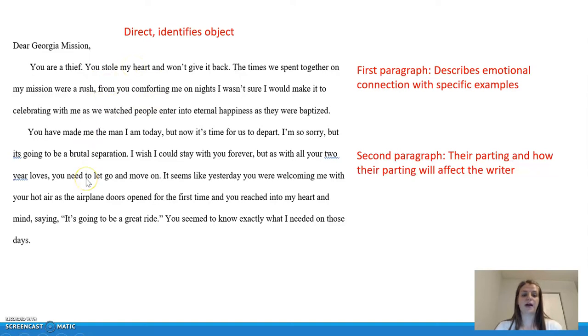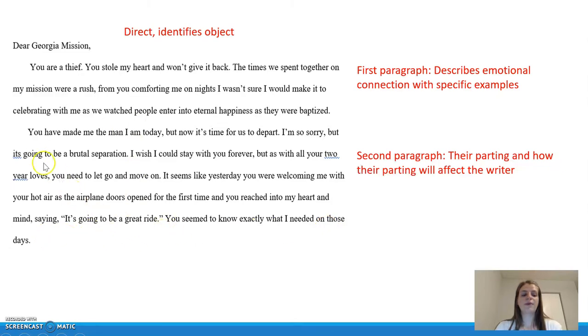The second paragraph: "You've made me the man I am today, but now it's time for us to depart." So that's his first sentence, his topic sentence, and you'll learn about that this week. And everything in that paragraph follows that topic sentence. So what's this paragraph about? Well, it's about how they have to part, right? He has to leave his mission, and also how that parting will affect the writer. So if you go all the way down, everything in that paragraph can be referred back to that basic idea. Even this last sentence, "You seem to know exactly what I needed on those days."